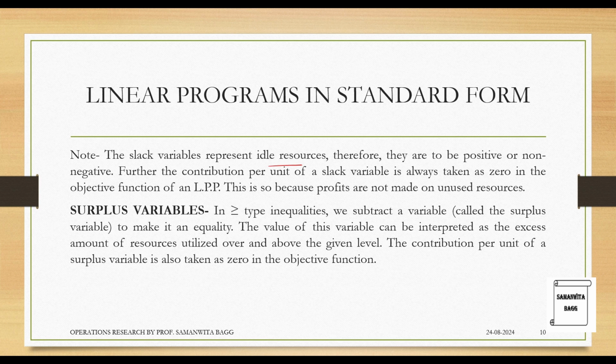Surplus variables: in greater than or equal to type inequalities, we subtract a variable called the surplus variable to make it an equality. The value of this variable can be interpreted as the excess amount of resources utilized over and above the given level. The contribution per unit of a surplus variable is also taken as 0 in the objective function.